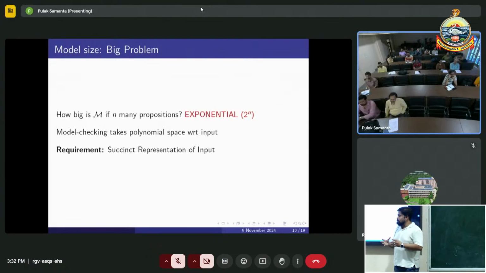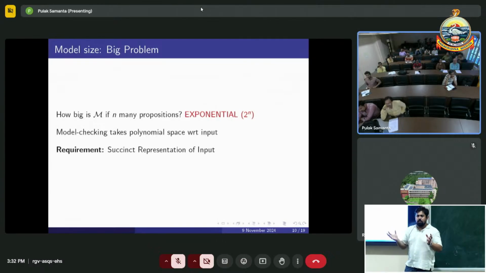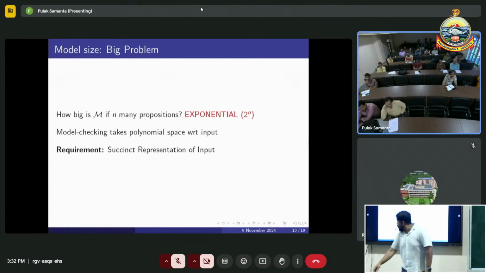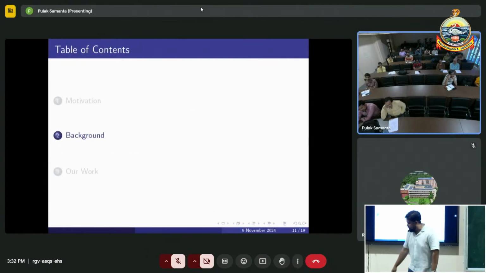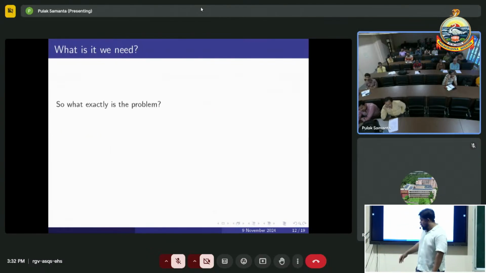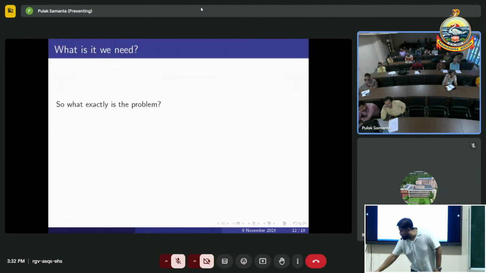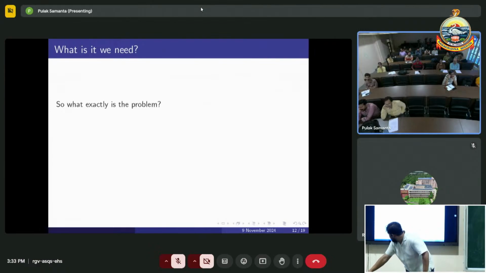So given a Kripke model, we want to come up with a very succinct representation of the Kripke model, where the size doesn't explode with respect to the propositions that have been used. In this line of study, two main studies came out in 2018. Before that, I'll just show you exactly what these approaches are solving.